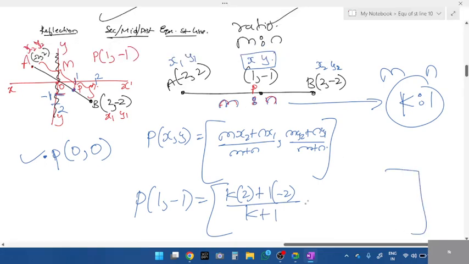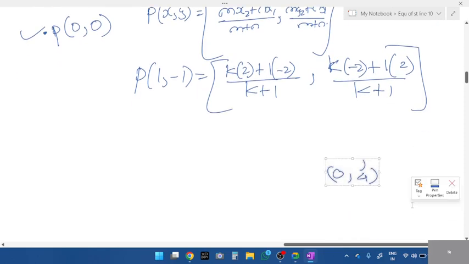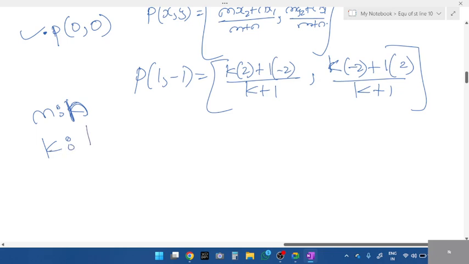Next, k plus 1, m into y2, that is k into y2, y2 is -2, plus n is 1 into y1, y1 is 2, divided by k plus 1. Fine. So k is what we need to find, students. If you find k, look at m is to n. M is to n is k is to 1. If you find the k value, that is enough. You'll get m is to n. So you can take any one ratio, either this or this. Fine. Let me take the first one.